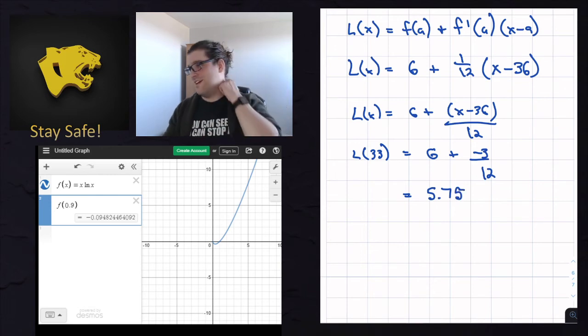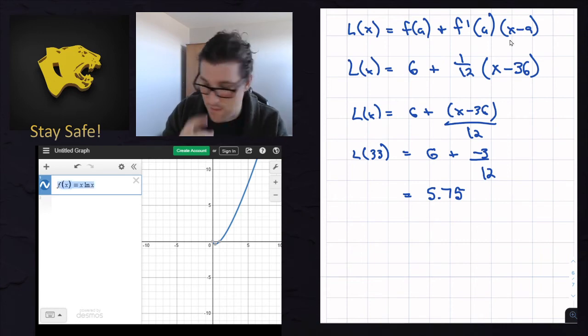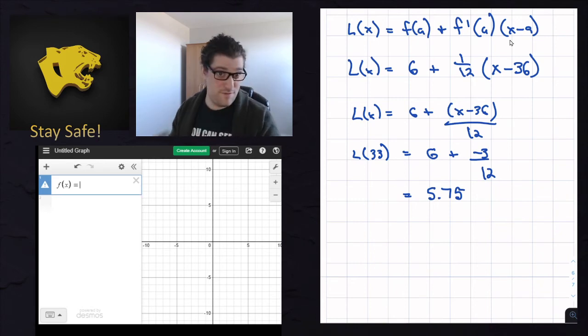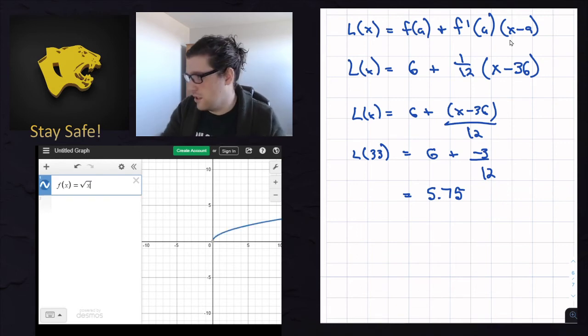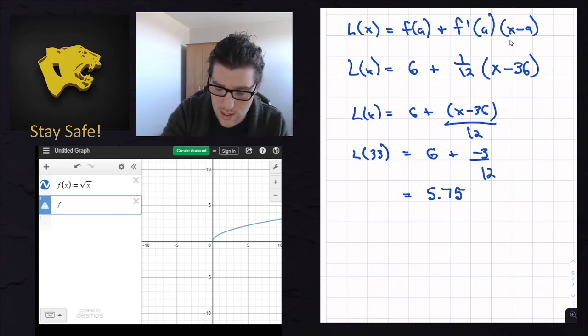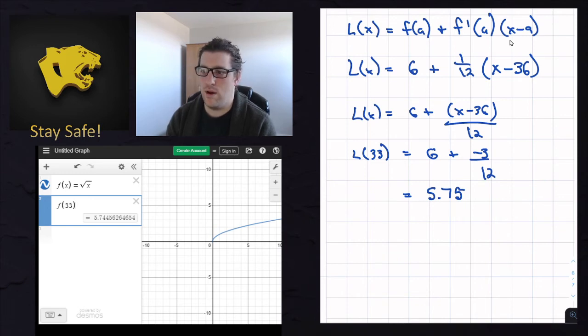5.75. Now, I might get really embarrassed here in just a moment because I can't remember exactly how accurate this one is. I did that benchmark method and got a value of 5.7, which is pretty close to 5.75. If it ends up being better, then that kind of discounts using linearization for this particular thing, but that's okay. So what is this thing evaluated at 33? Oh, well, that's not too bad. 5.744.